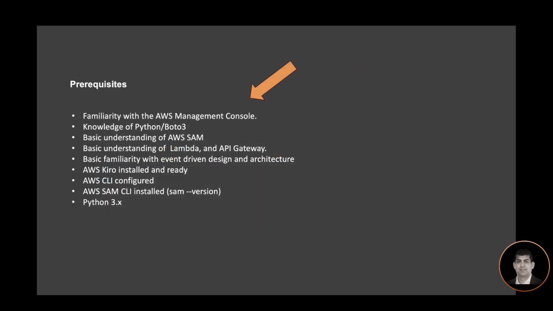Let's look at a few of the prerequisites. Basic prerequisites are familiarity with the AWS management console, knowledge of Python Boto3, basic understanding of AWS SAM, a very basic understanding of Lambda and API Gateway, and some basic understanding of event-driven design and architecture. You need to have Kiro installed and ready to go. And of course, you need the AWS CLI and SAM CLI to build the solution, and Python 3.x.